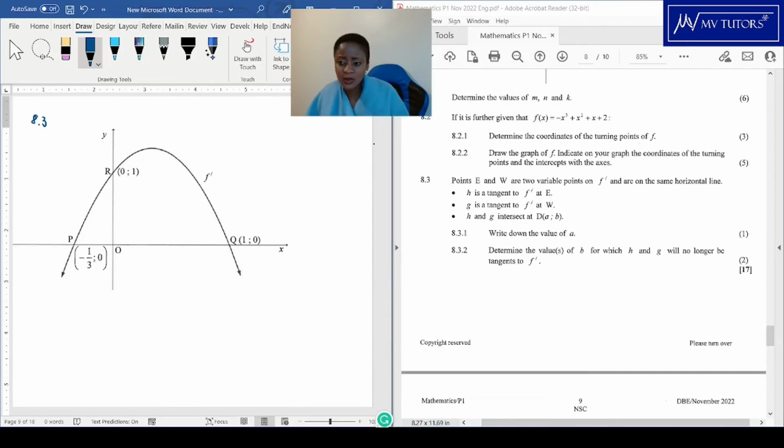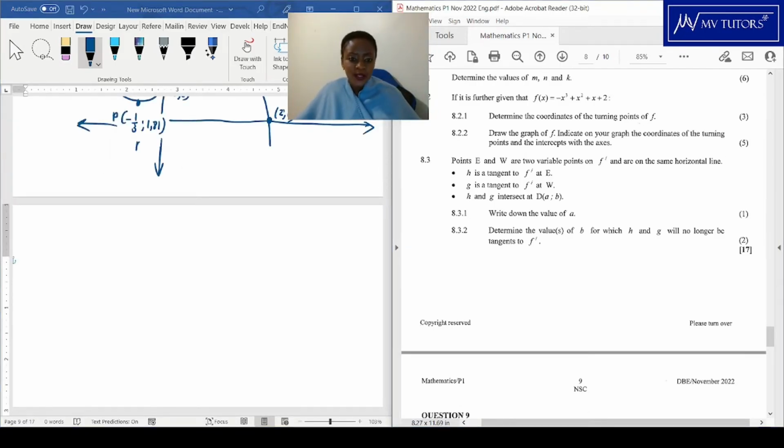Okay, cool. Now H is a tangent to F at E and G is a tangent to F at W, F prime, H and G intersect at D, and if the value of A, that's just one mark, we shouldn't be thinking too much about it, no? Okay, 8.3. Points E and W are two variable points on F prime and are on the same horizontal line. Okay, that can be a bit confusing.